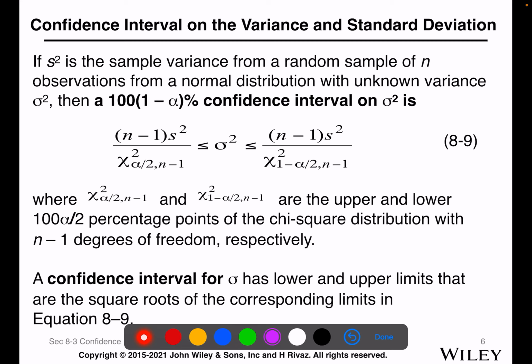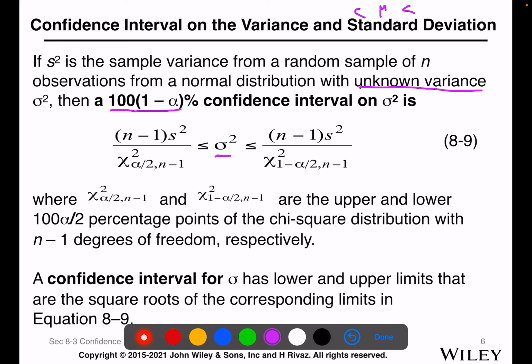Okay. So if s squared is the sample variance from a random sample of size n from a normal distribution with unknown variance, then a 100 times 1 minus alpha percent confidence interval on sigma squared is given by this equation. Note that previously we had mu is between something and something else. Now we want to construct confidence intervals for sigma squared, the variance of the population.